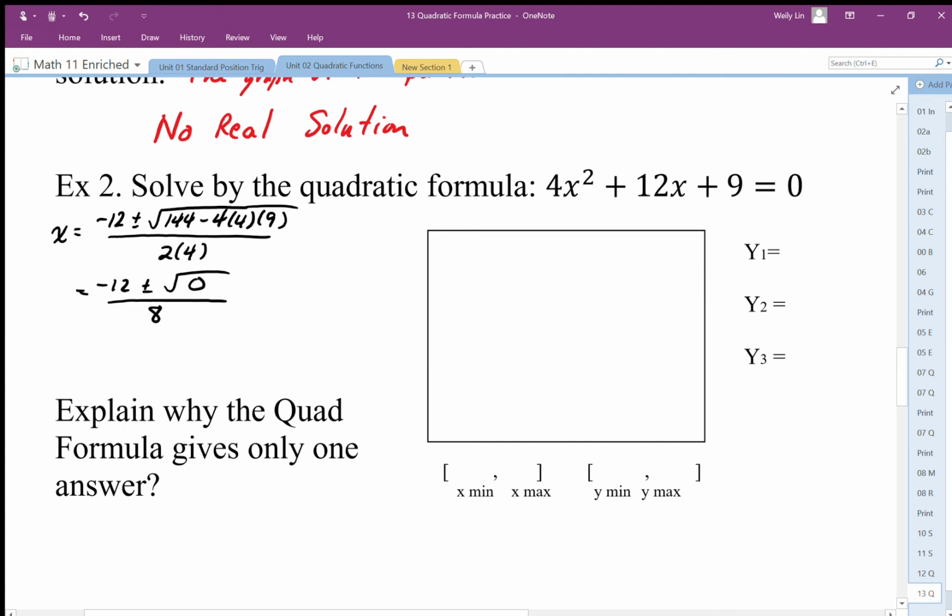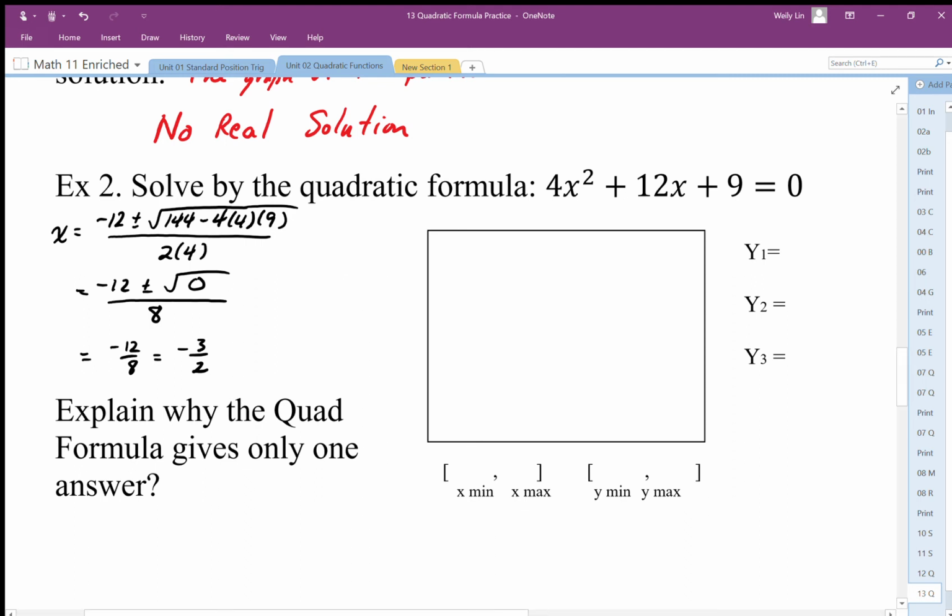Well, if this is the case, I know that this is my vertex here, and I know that my two zeros are going to be symmetrically distributed, but we're going 0 from the vertex to the right and 0 from the vertex to the left. That means the solution must be at the vertex. In fact, there's only one answer that I get here. It's negative 12 over 8. When I simplify that, it's negative 3 over 2, or negative 1.5. So why does this give us one solution?